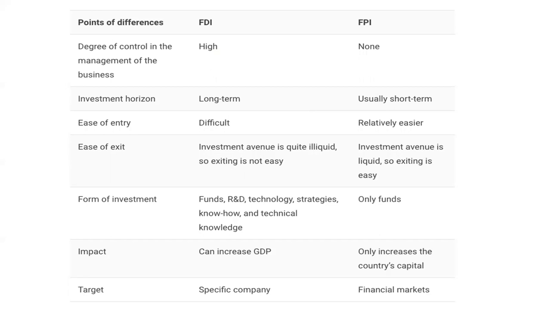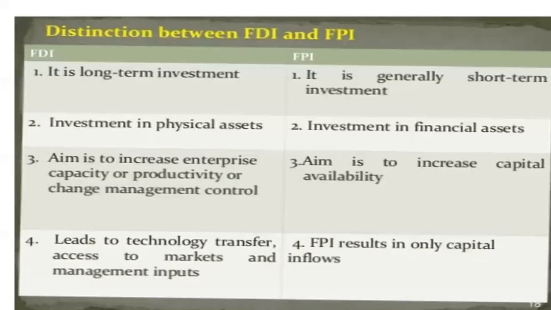Then we have target. What does FDI target? FDI targets a specific company, and FPI targets the financial markets. In case of foreign portfolio investment, only the financial markets or financial assets will be targeted. And in case of FDI, a specific company will be targeted.